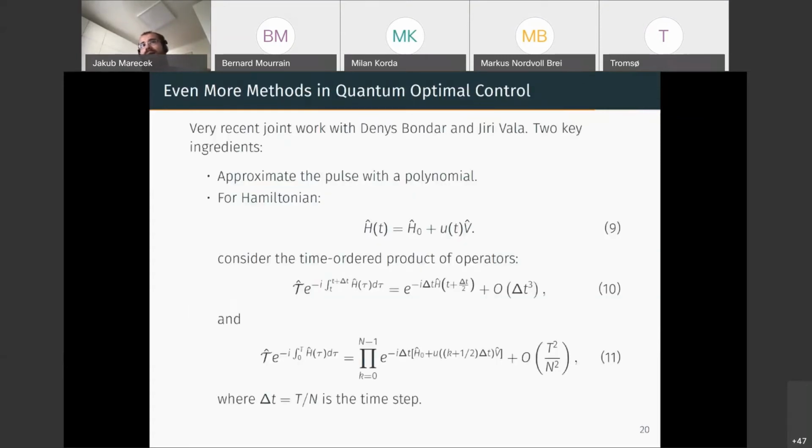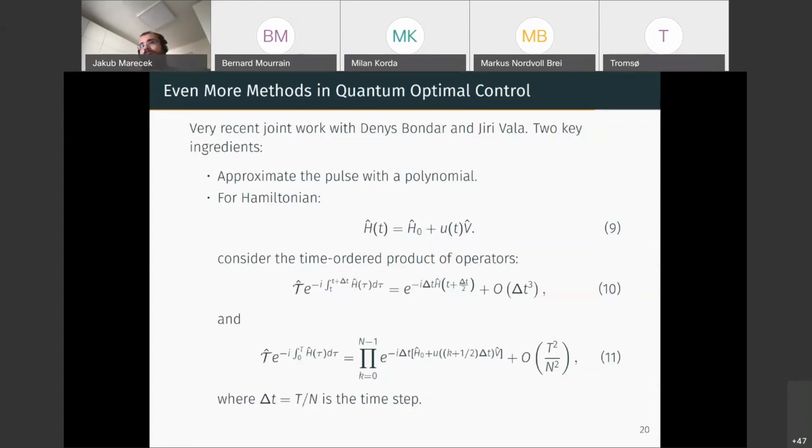And then I'd like to mention, again more in the margin, that we have some very recent joint work with Dennis and Yeti Bala, which approaches quantum optimal control from a very different perspective. One of the key ingredients here is that we assume that the pulse will be a polynomial. So instead of thinking that the pulse is an arbitrary time series, we think that the pulse is somehow smooth. And from approximation theory, we have some sort of a polynomial which is close enough.